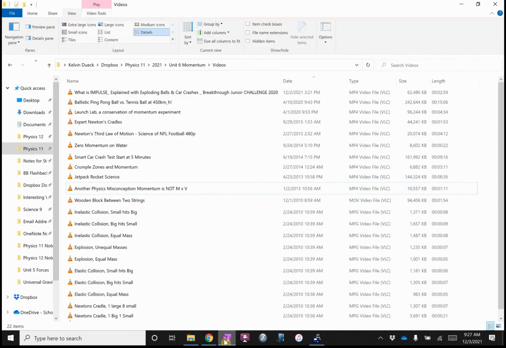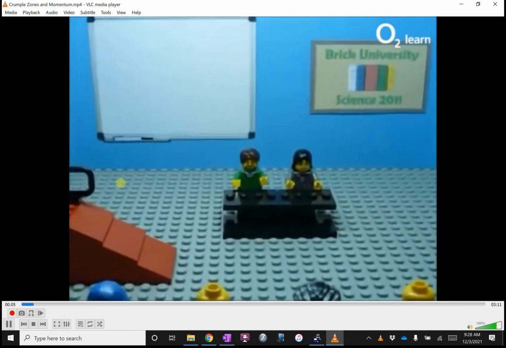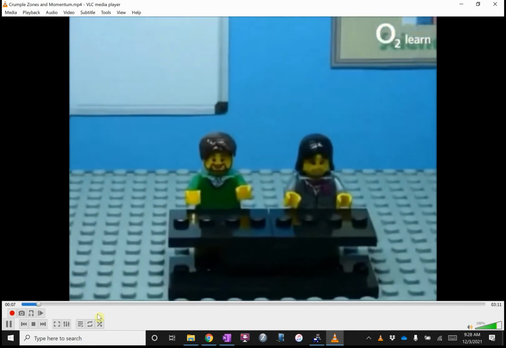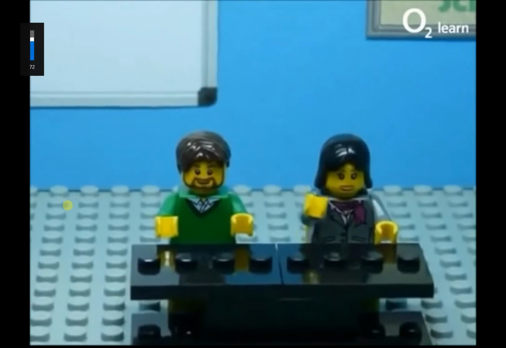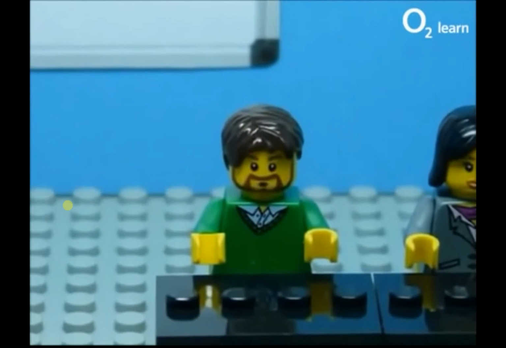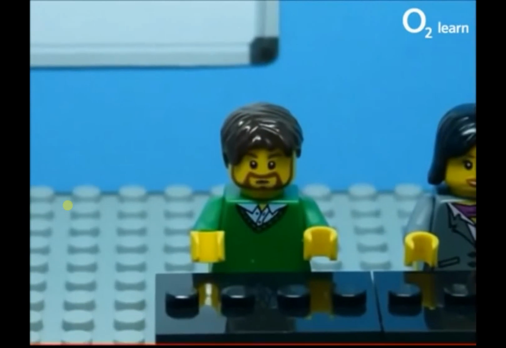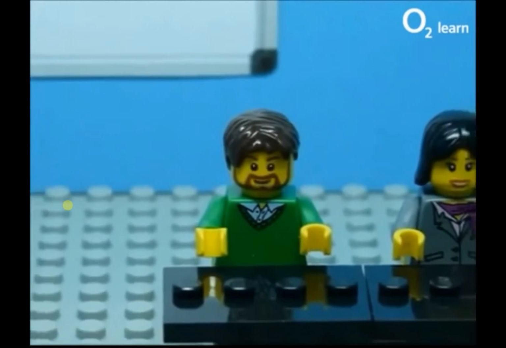Crumple zones and momentum? Yeah. Hello and welcome to today's lecture from Britain University. Hi, I'm Nick. And I'm Jane. Today we're going to look at momentum and how we can use it to understand why we need crumple zones in our cars. Let's start off by looking at some theory on the whiteboard.